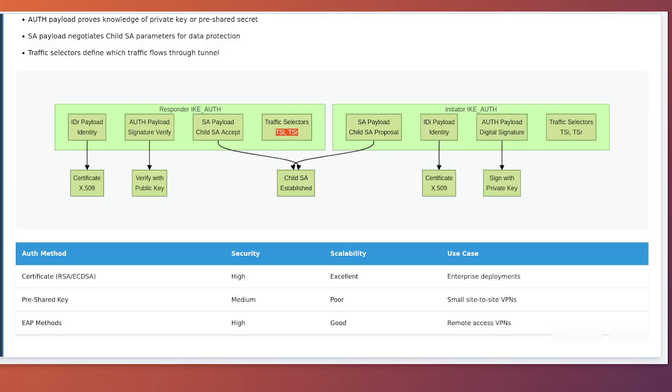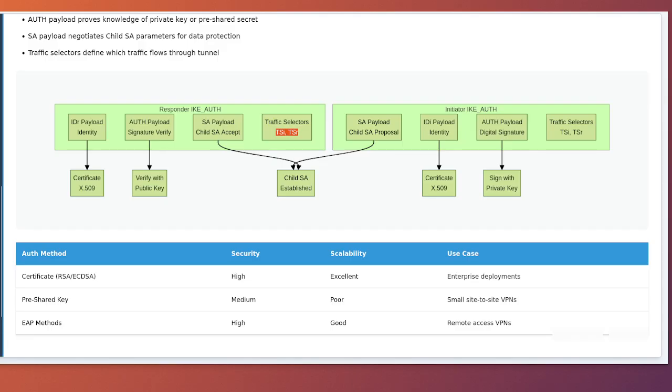The responder's IKE_AUTH message mirrors this structure with its own identity, authentication data, and selected child SA parameters. The responder validates the initiator's authentication, checking digital signatures against certificates or verifying pre-shared key hashes. If authentication fails at this point, the entire exchange is terminated and no tunnel is established. This all-or-nothing approach ensures that partial or weak security states cannot occur.